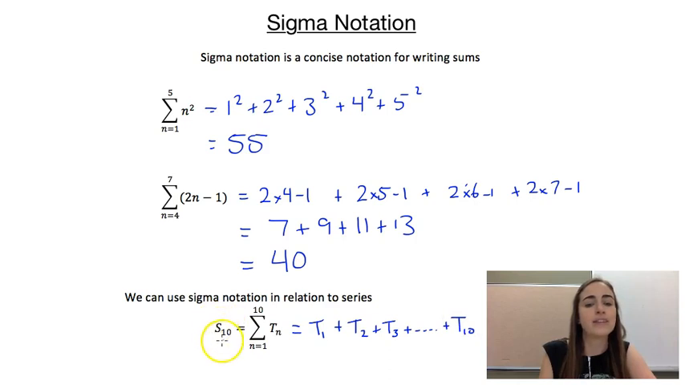And of course, if we had the sum to say 20, that would be the first 20 terms; we can change those numbers. But S10 stands for this sum. All right, so that's an introduction to sigma notation.